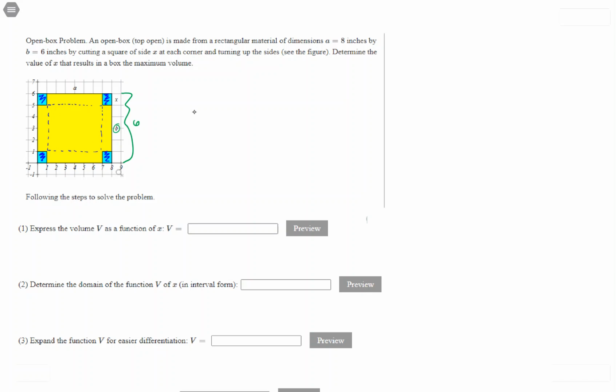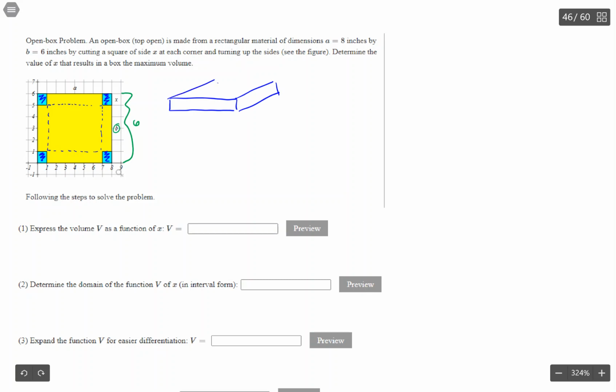It's going to be an open face box, so I'll try and draw it in 3D here, although I'll probably not do it well. So distance along here, okay, and it'll look something like that. All right, because the top is open, but there is a base to the box.